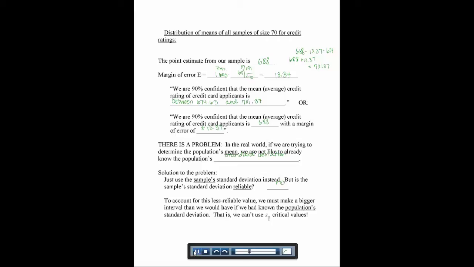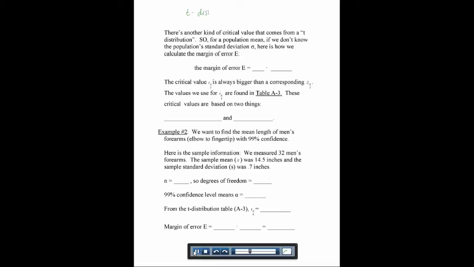So now we're not going to be able to use the z alpha over 2 values. We're going to have new values called t values. So there's another kind of critical value that comes from the t distribution. So we use the t distribution when we don't know the population's standard deviation. Okay. So to find the margin of error, we're still going to use the point estimate of the mean. To find the new margin of error, we do T alpha over 2 times the sample standard deviation over the square root of n. We just have to also use this T alpha over 2 value.